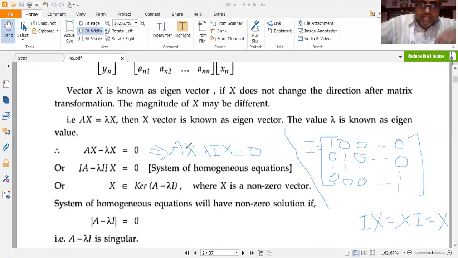So I can write this as Ax minus lambda I into x is equal to 0, or (A minus lambda I) into x is equal to 0. This follows from the theory of homogeneous equations. I hope it is clearer to you.